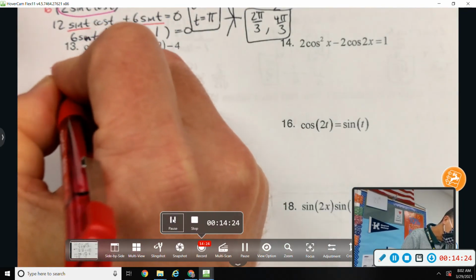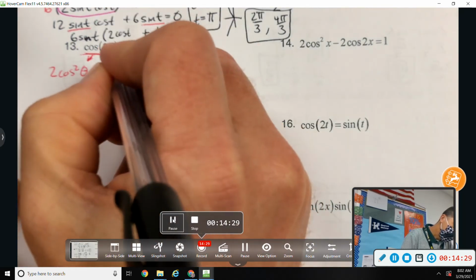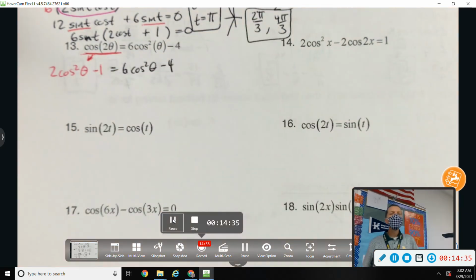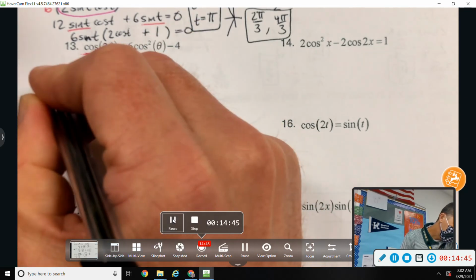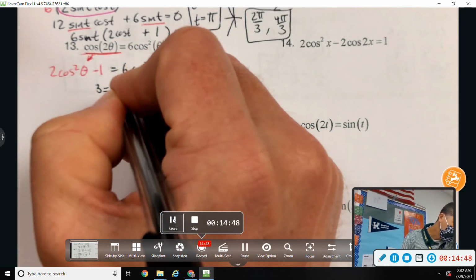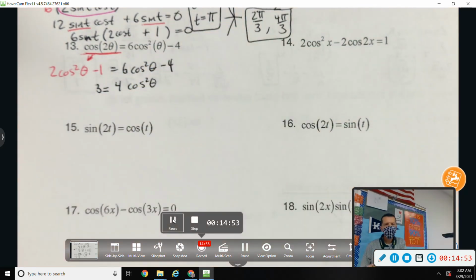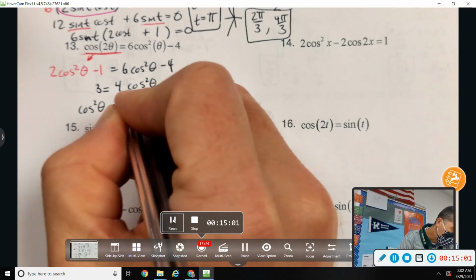So 2 cosine squared theta minus 1 equals 6 cosine squared theta minus 4. And we're tight on space, so let's see if we can do a couple of algebra steps at once here. I'm going to add the 4 over, subtract 2 cosine squared over, divide by 4. So cosine squared equals 3/4.